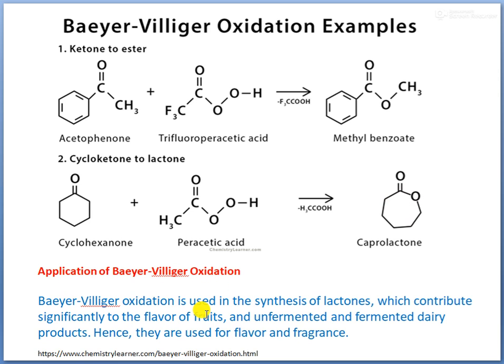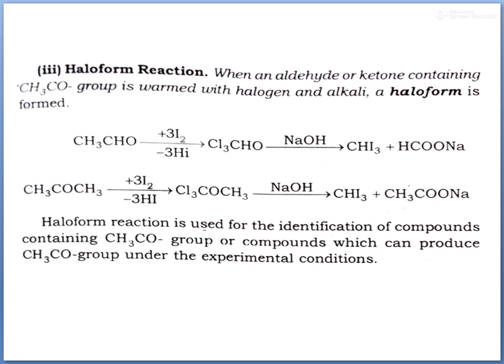Baeyer-Villiger oxidation is used for the synthesis of lactones. Lactones are very industrially important compounds because they contribute significantly towards flavoring agents for the flavor of fruits and unfermented and fermented dietary products. And hence they are used for flavor and fragrance. This is the important application of Baeyer-Villiger oxidation reaction.